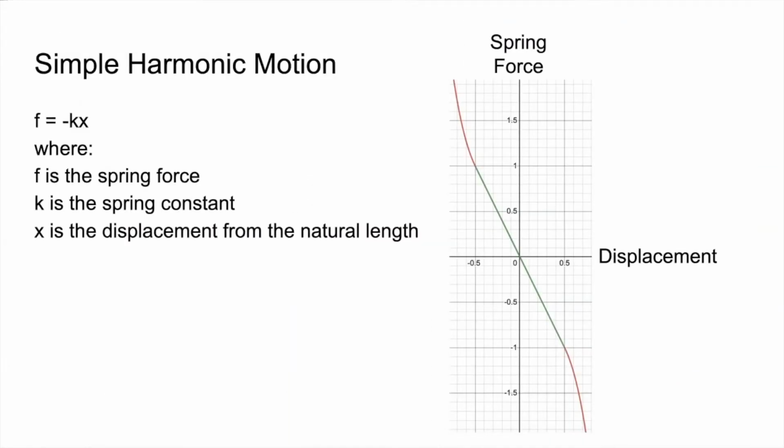Spring motion is an example of simple harmonic motion, which means that the restoring force, in this case the spring force, is proportional to the displacement from the natural length. So we have the equation F equals negative kx, and the negative sign is there because the force acts in the opposite direction of the displacement. Sometimes you won't see the negative sign. In those cases, you're just solving for the magnitude.